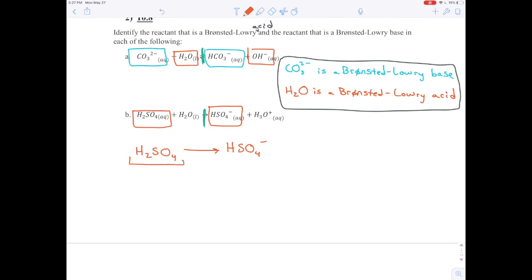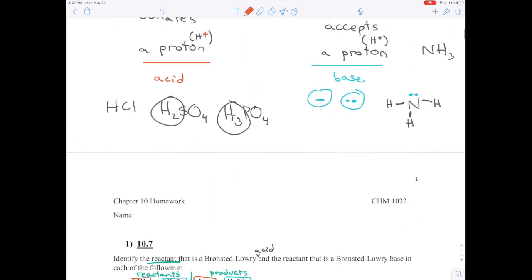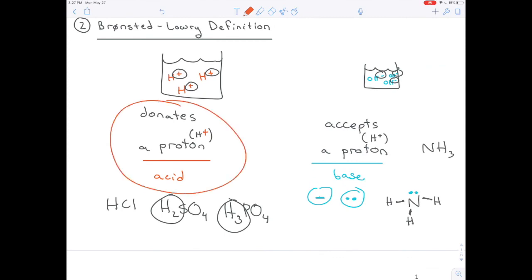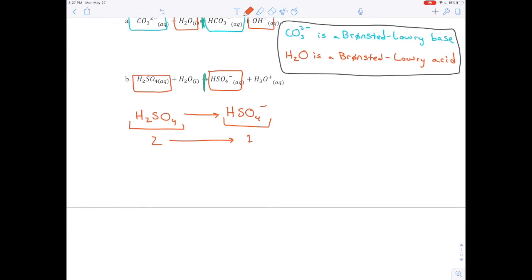H2SO4 has 2 H's in it. HSO4- has 1 H in it. So the molecule went from having 2 H's to having just 1. That means it must have given away one of its H's. It must have donated an H+. Any molecule that donates an H+ is a Bronsted-Lowry acid. And so you would write here that H2SO4 is a Bronsted-Lowry acid.